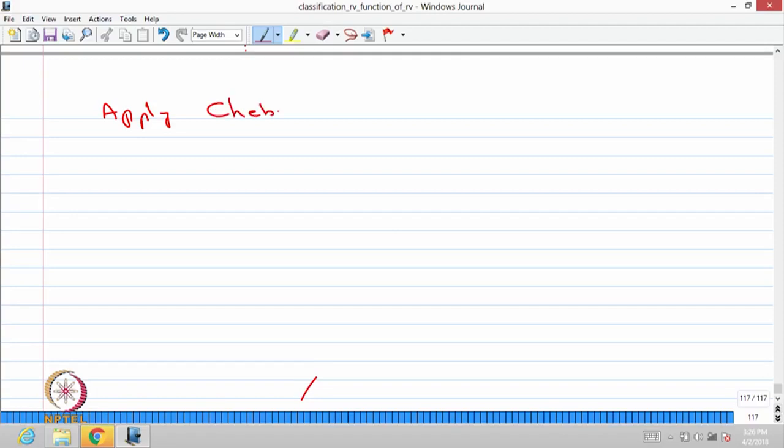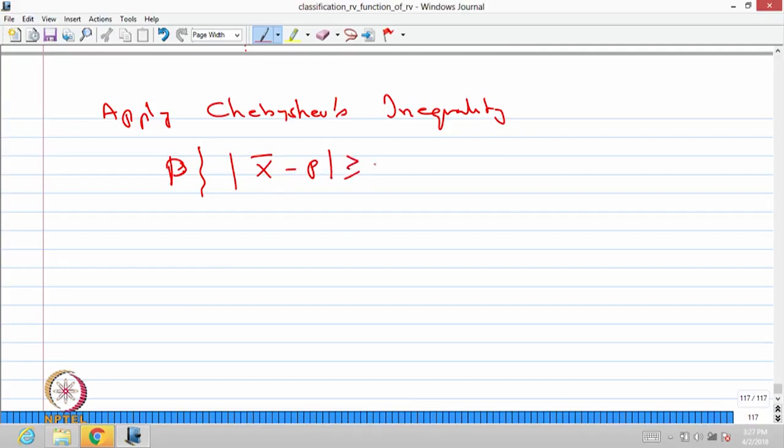Apply Chebyshev's inequality for the random variable x bar. So, what does the inequality say? The probability that, in absolute sense, x bar minus its mean is greater than or equal to epsilon is less than or equal to the variance of x bar divided by epsilon square.